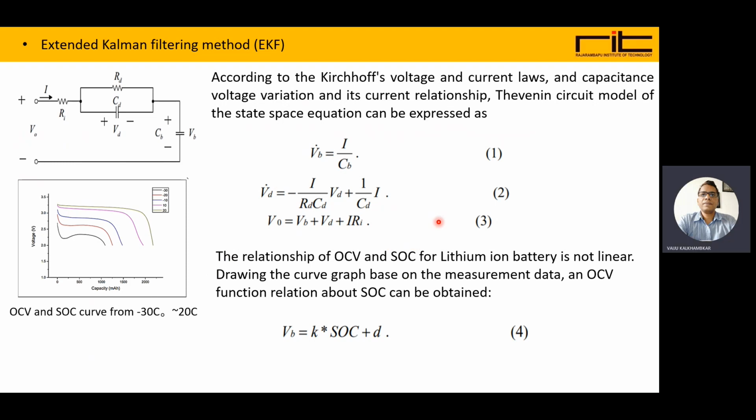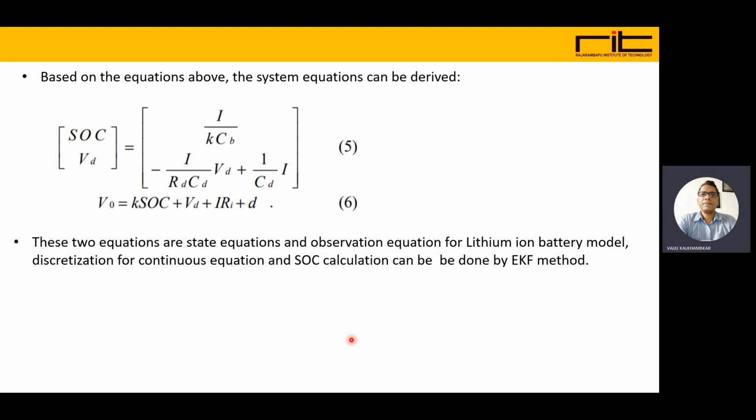Drawing the curve graph based on the measurement data, the open circuit voltage function relation with SoC can be obtained, and that is VB equal to K into SoC plus D. Based on the equations, the system equations are derived in the state space form.